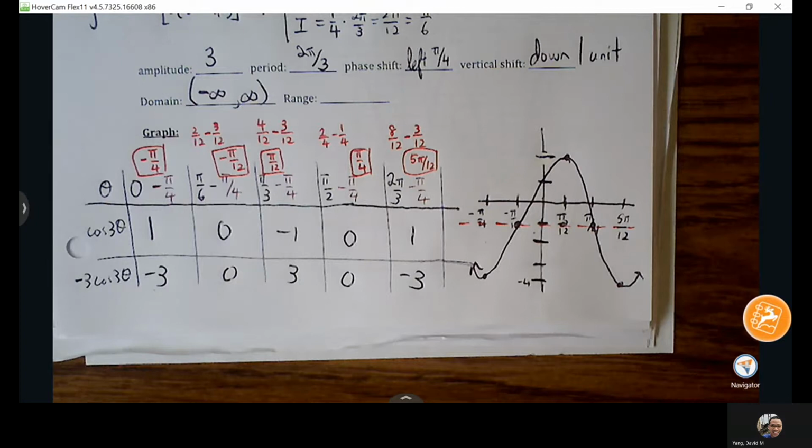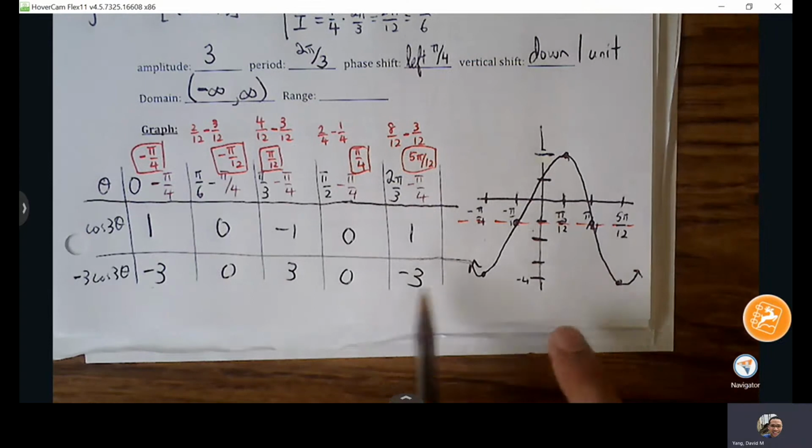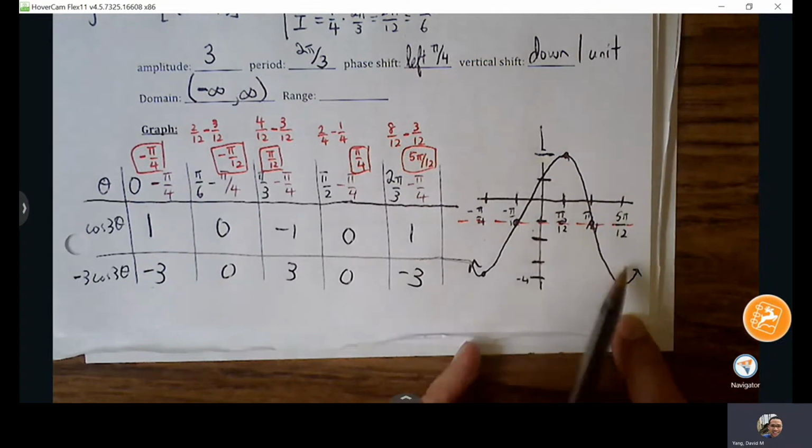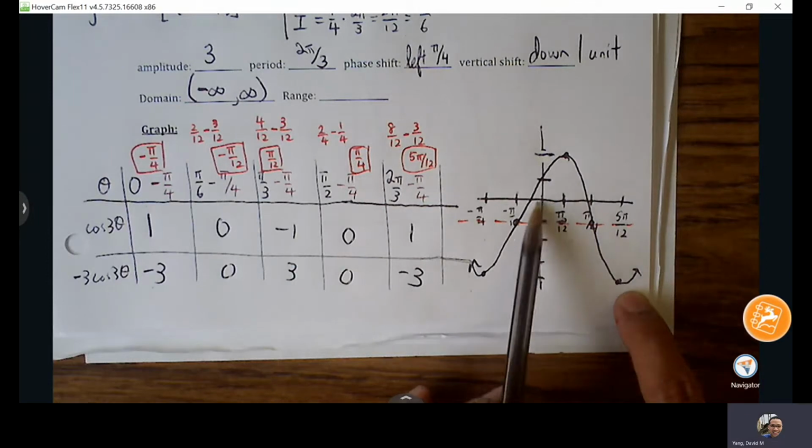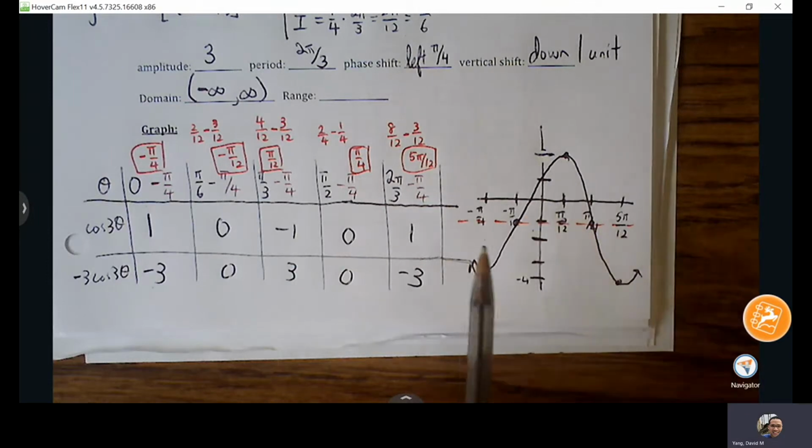Any? Yes, there should be 5 points. 1, 2, 3, 4, 5. Don't include the y-axis. The y-axis is not going to be one of your points.